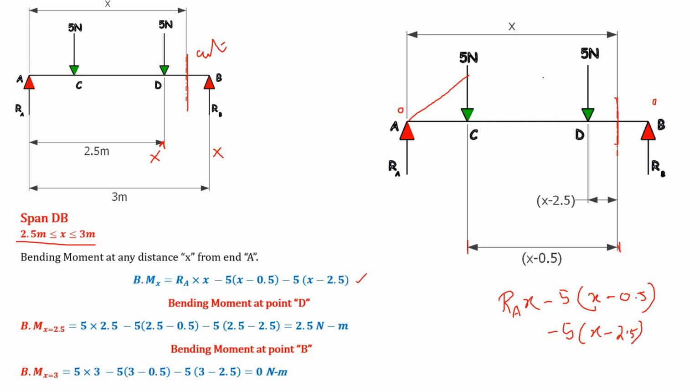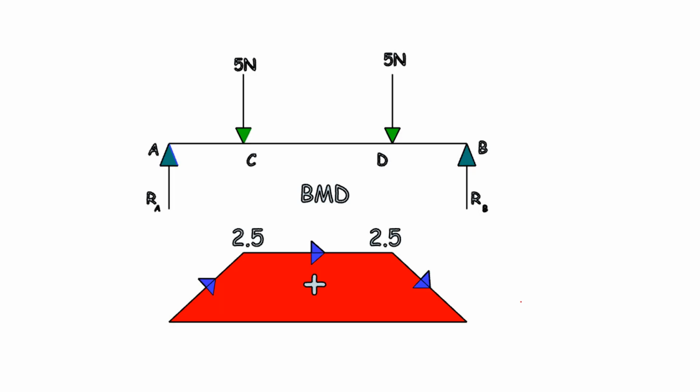Then it is 2.5, 2.5, 0. So in this zone 2.5 is constant. At point A, which is a support, the bending moment is 0, and point B is also a roller support, where the bending moment is 0. So you can see the shape of the bending moment diagram.